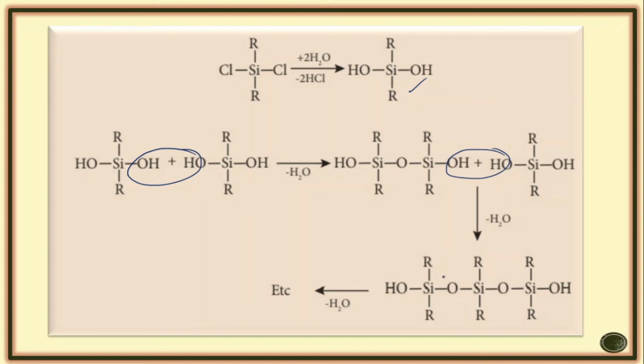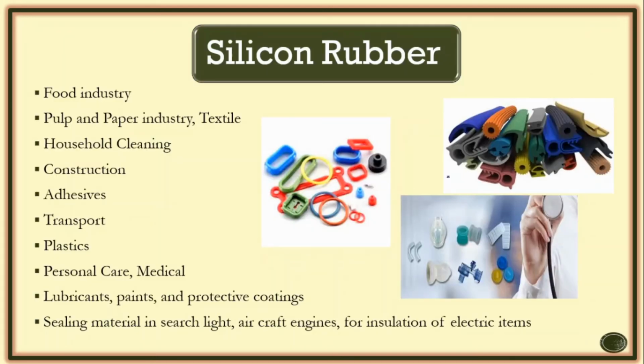So basically if you want to remember the structure, you can simply write RSiR and then O, then again RSiR and then O, where R varies, and whenever you have to terminate the chain you can write OH and OH at the end. So this basically would be the repeating unit. So silicone rubber looks like this.